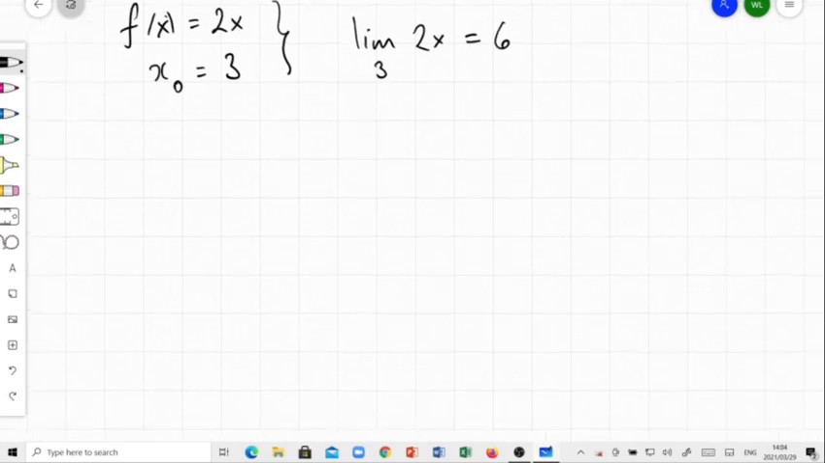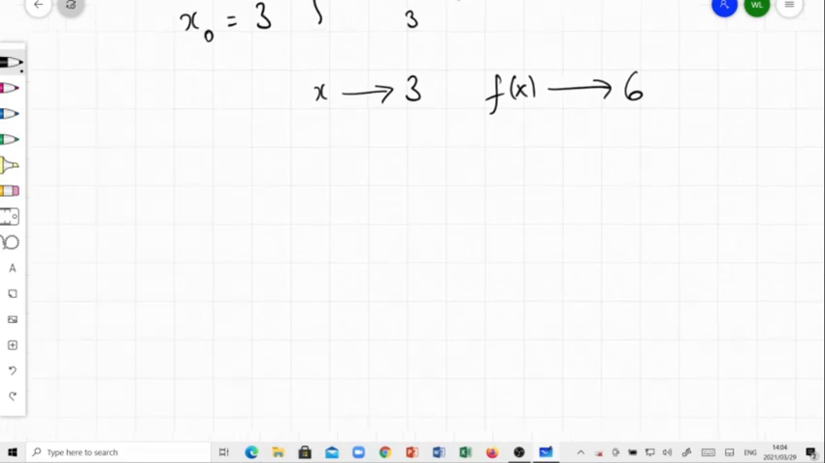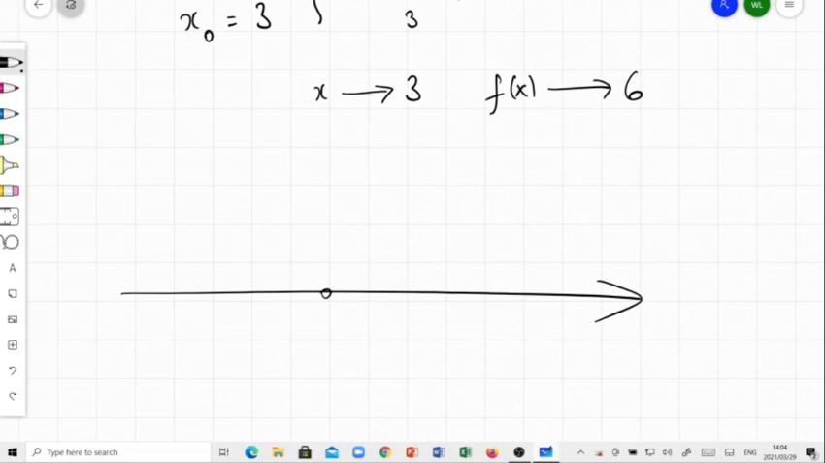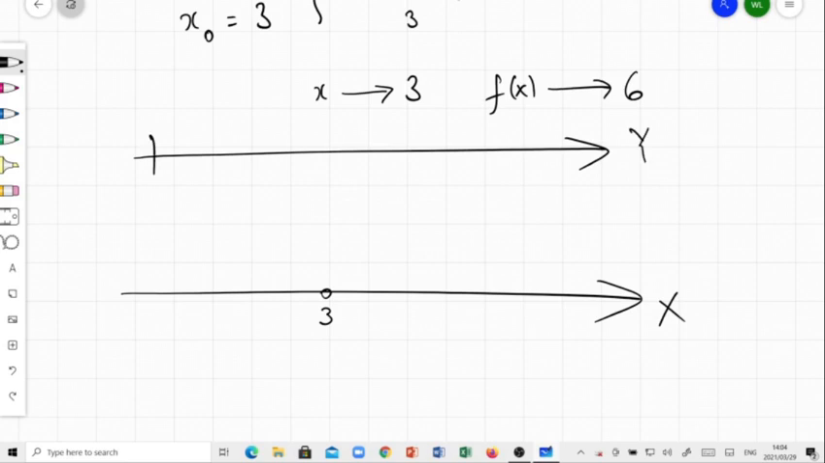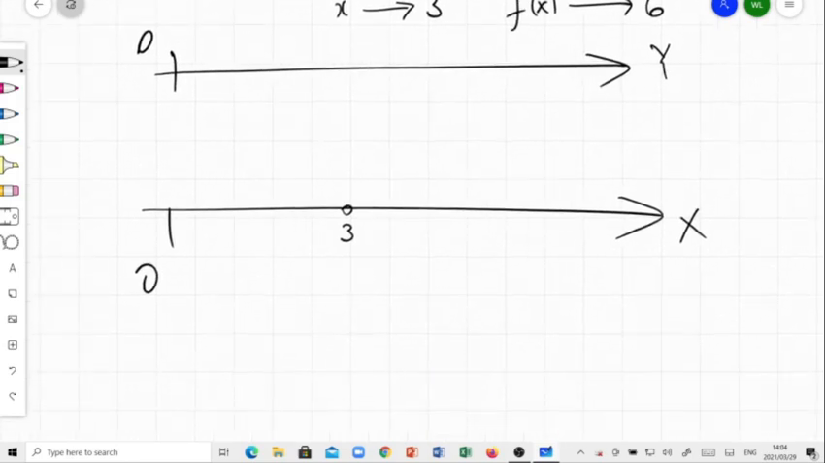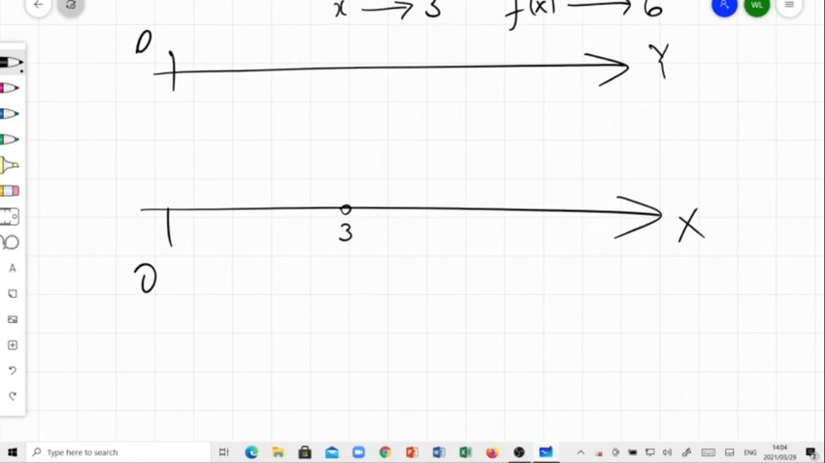What this meant was that in high school you were taught that as x approaches 3 closely, the corresponding f of x values will start to approach 6 closely. So this is your point of approach 3, and then this is your corresponding y value. You could approach 3 in a straight line. There's only two ways to approach 3 at a given point. You can either approach it from the left or the right.